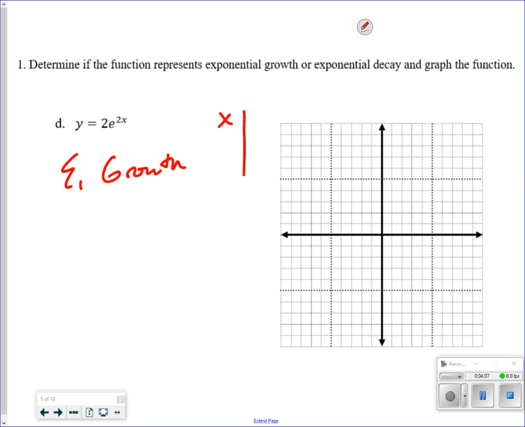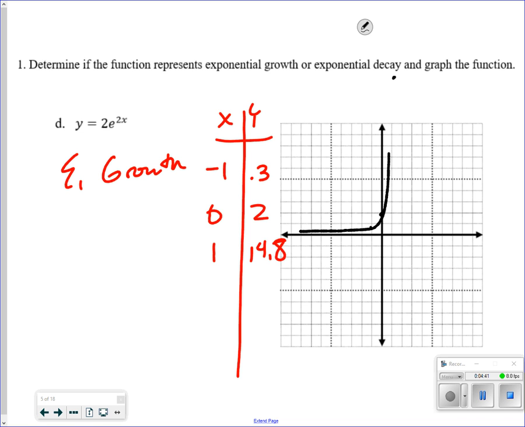And again, going to make an XY chart and use a graphing calculator here. So I'm going to go y equals 2e raised to the 2x. And so -1, 0.302, 1, 14.8. So that's about all I can do here. So 1 goes off the graph. 0, 2. So this one goes up pretty fast. Next.